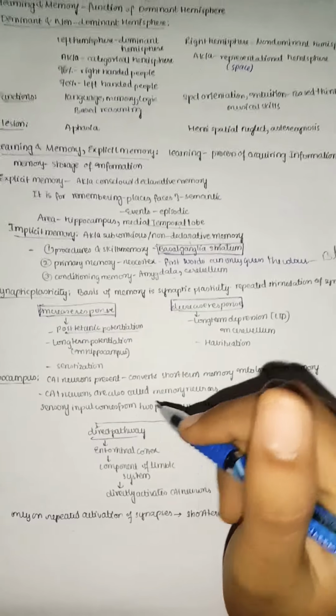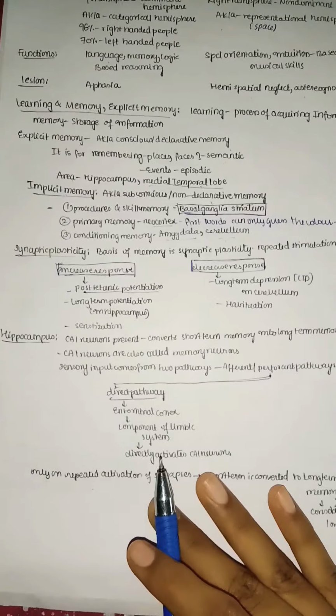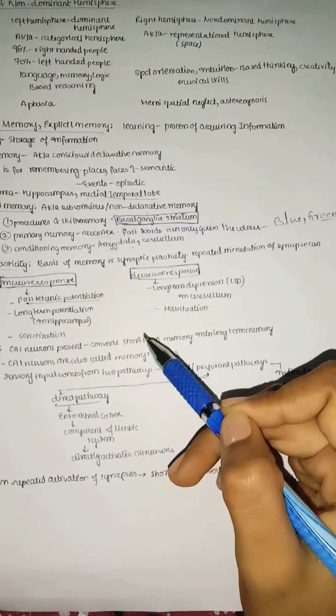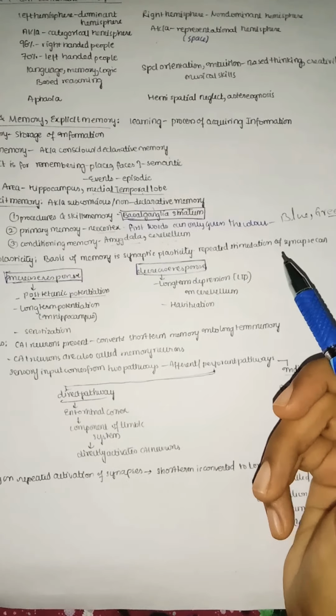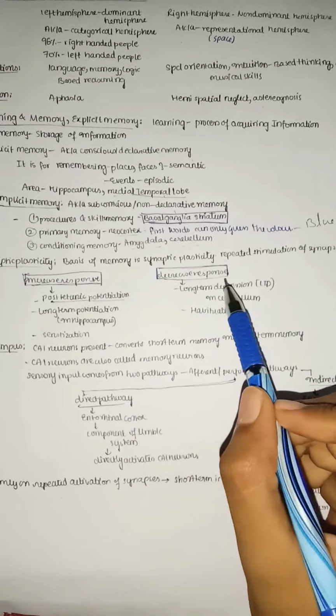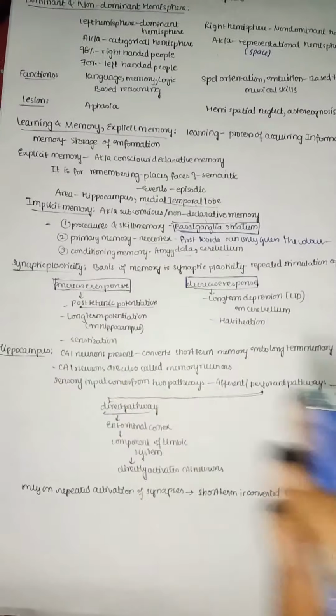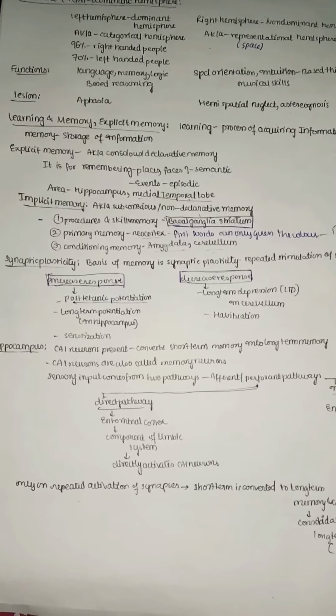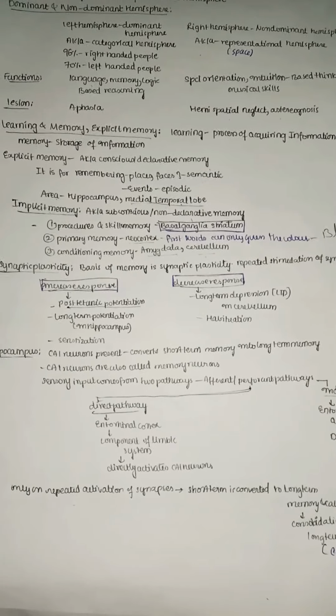Next, coming to synaptic plasticity. The basis of memory is synaptic plasticity. Repeated stimulation of a synapse can increase the response or decrease the response. For example, if you are revising anything for a long time, you can easily recall it. But if you revise only a few times, you will not. Why?